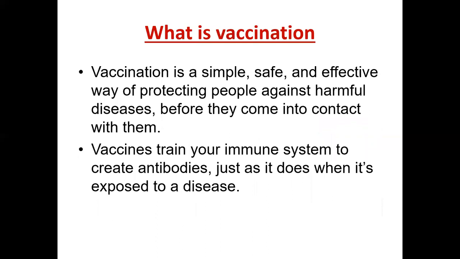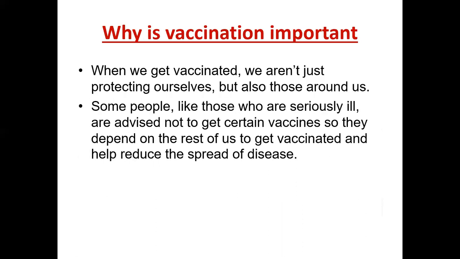We are all informed that being vaccinated is important to survive. So, what actually is a vaccine? Vaccination is a simple, safe, and effective way of protecting people against harmful disease before they come into contact with them. Vaccines train your immune system to create antibodies, just as it does when it's exposed to a disease.